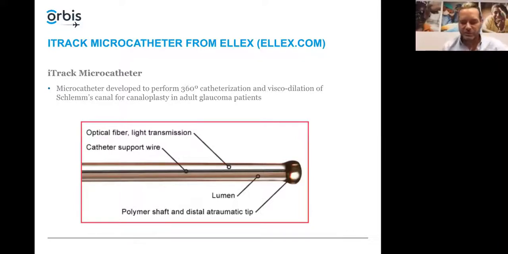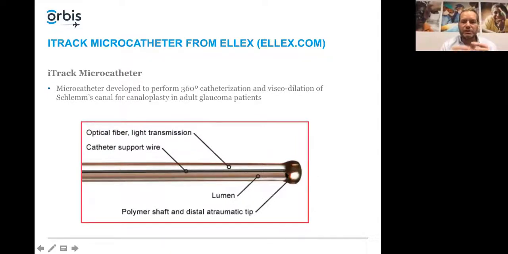And then several years ago, at least a decade now, the iTrack microcatheters came out, and I like these because they are illuminated. The small catheter is about the size of a Prolene suture. It has a little stabilizing wire inside it, a fiber optic, and an already blunted end, and then a lumen if you want to do viscodilation. Of course, these were developed for adult glaucoma cases where they perform canaloplasties. But I think they're perfectly suited to doing 360-degree trabeculotomies. We'll go back to this blunted end.